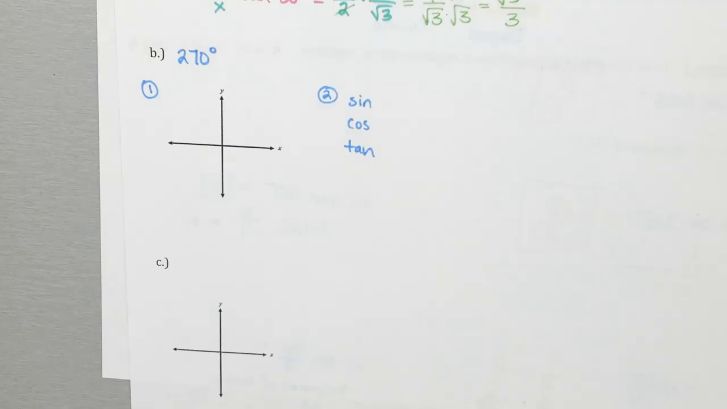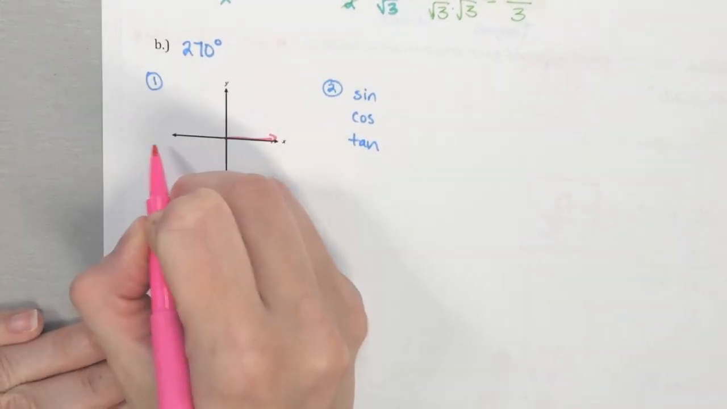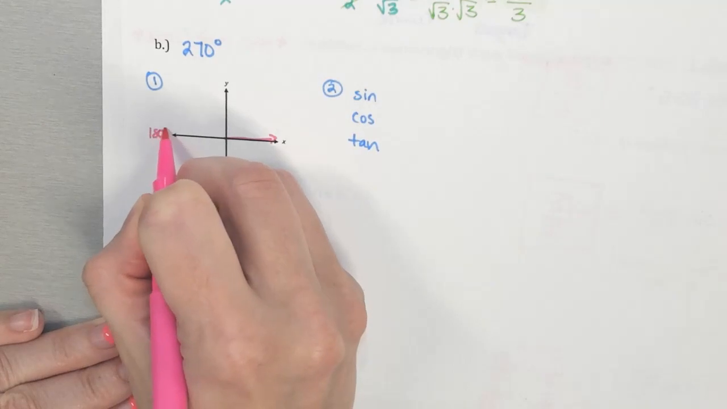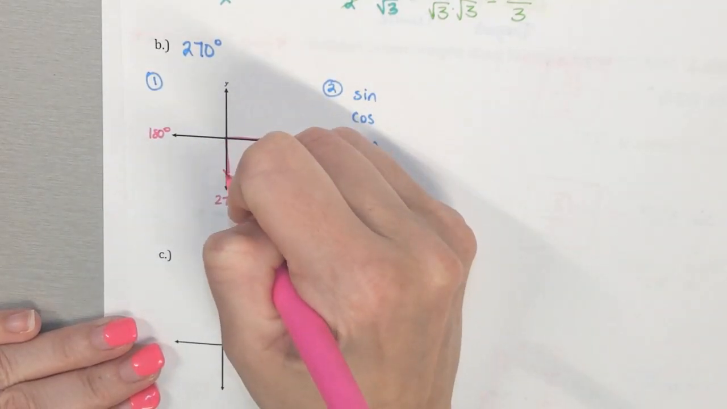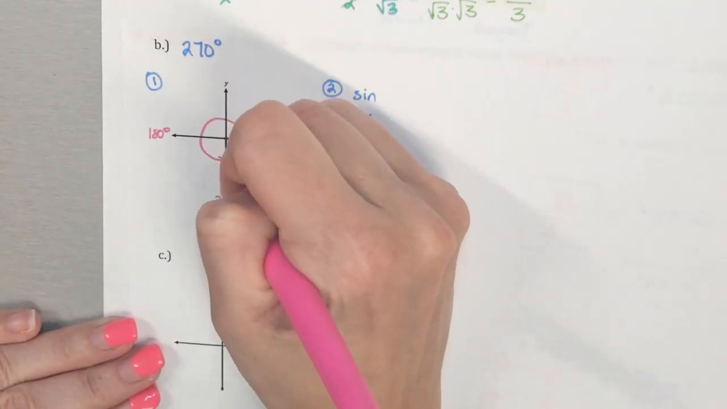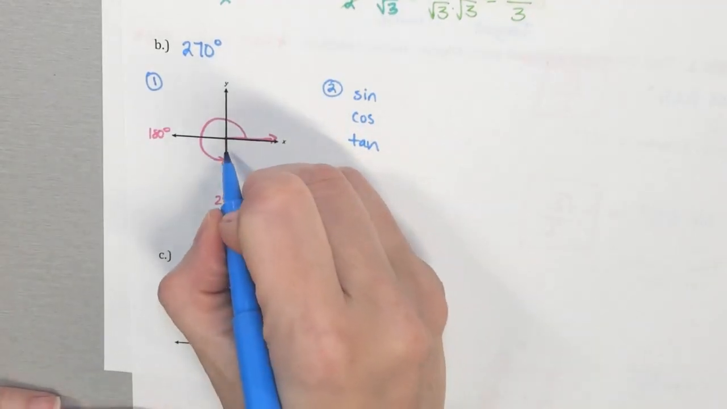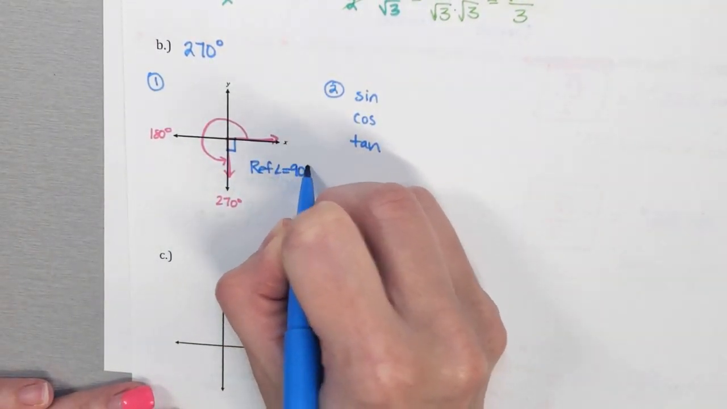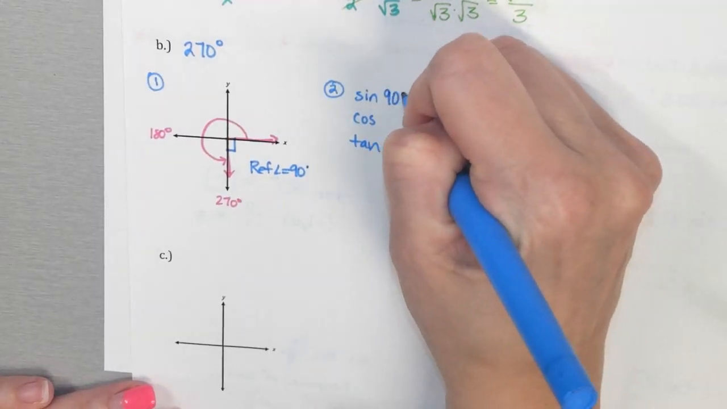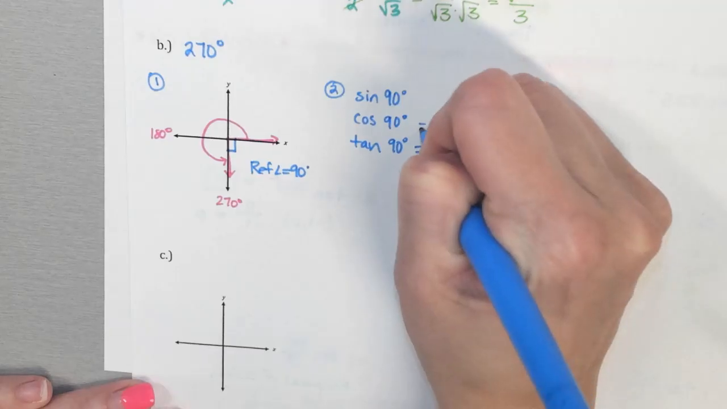Okay, so where is 270? Well, yeah, straight down here, right? This is 180. What's 180 plus 90? 270. Yeah, so this one doesn't have a quadrant, so this one's special. Okay, but so your reference angle is what? Yep. Okay, so if your reference angle is 90, we're going to find the cosine of 90, the sine of 90, the tangent of 90.